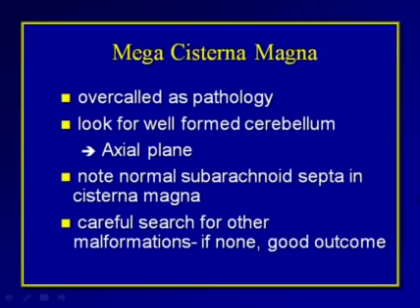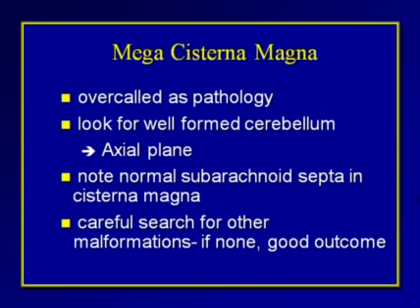Megacisterna magna is often overcalled as pathology. When the cisterna magna appears prominent, it's important to look at the underlying anatomy of the posterior fossa and identify a well-formed cerebellum, vermis, and fourth ventricle. Again, remember, these need to be imaged in the axial plane.